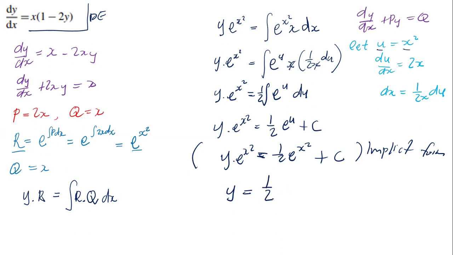And then we're going to be left with 1 over 2 multiplied by, and then here we're going to have what? We're going to have c e to the power of negative x squared. And therefore, this will be our final answer explicitly. This is implicit form, and this is explicit form. Therefore, this will be our final answer. Okay.